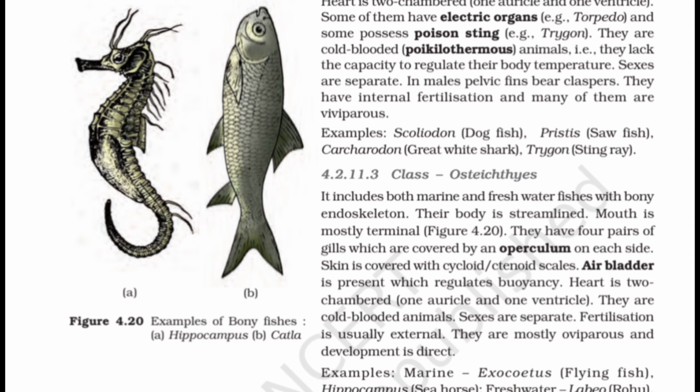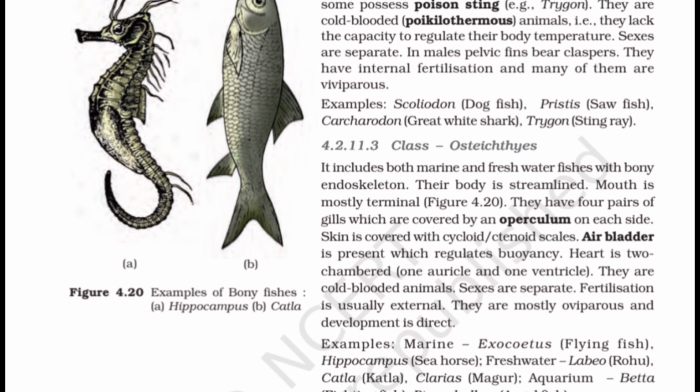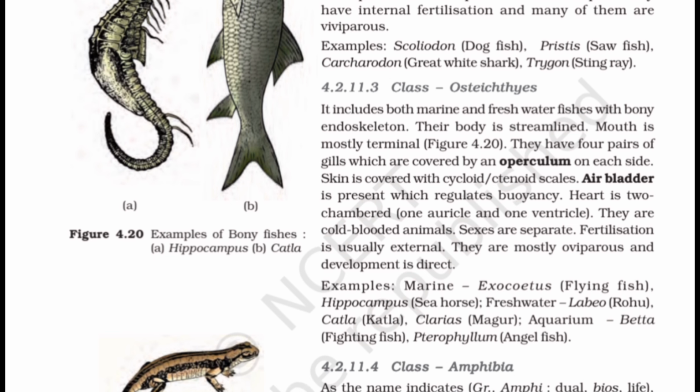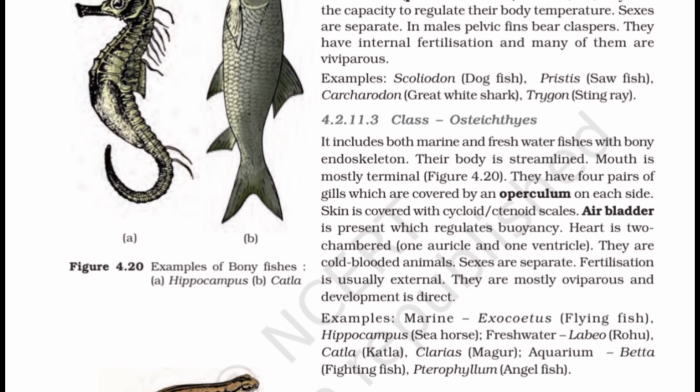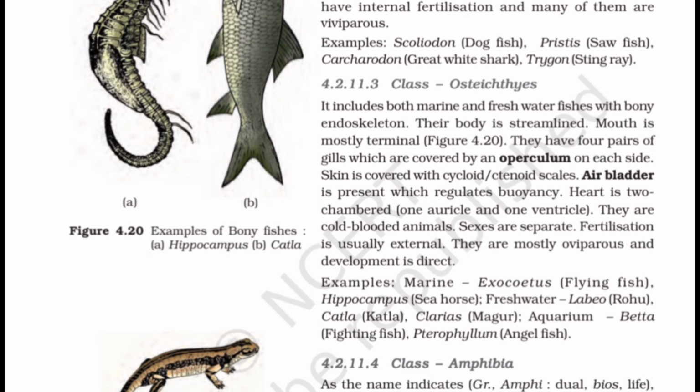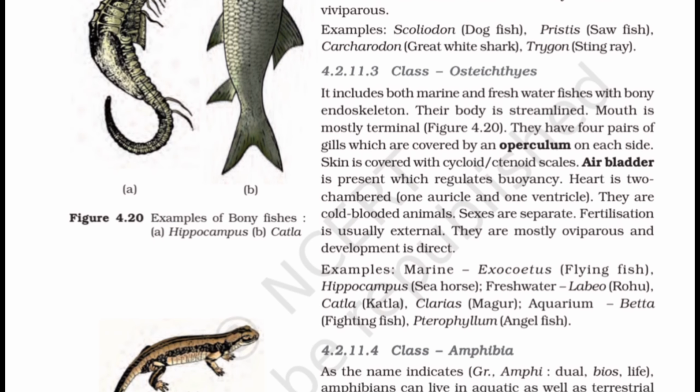Sexes are separate. Fertilization is usually external. They are mostly oviparous and development is direct. Examples: marine forms, Exocoetus flying fish, Hippocampus seahorse, and the examples for freshwater fishes are Labeo, Rohu, Katla, Clarias, Magur. And examples for aquarium fishes are Betta, fighting fish, and Pterophyllum, angelfish.